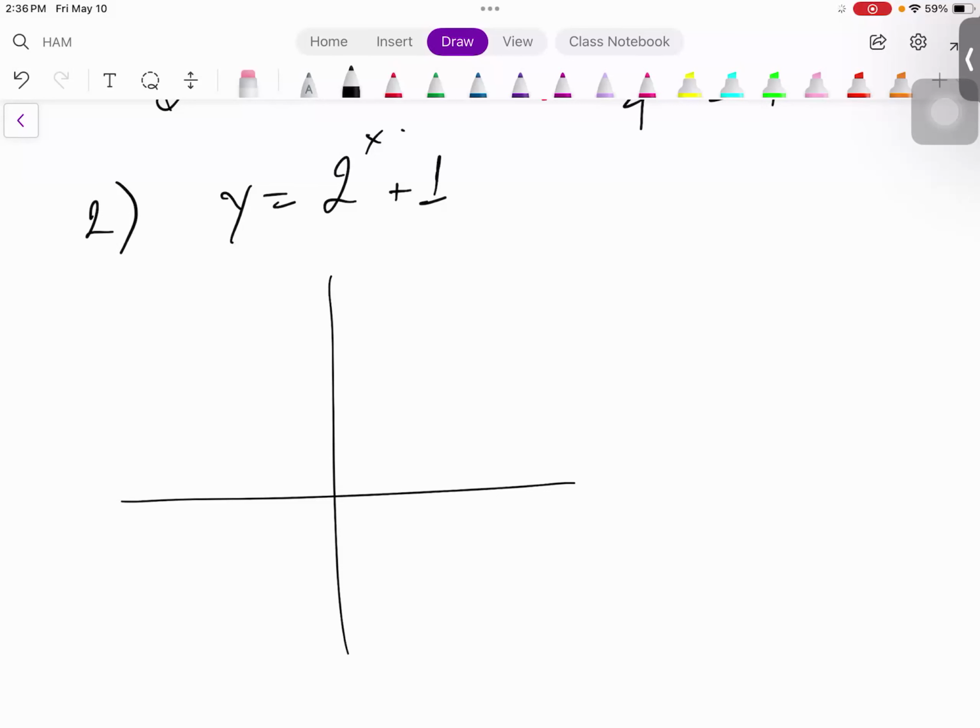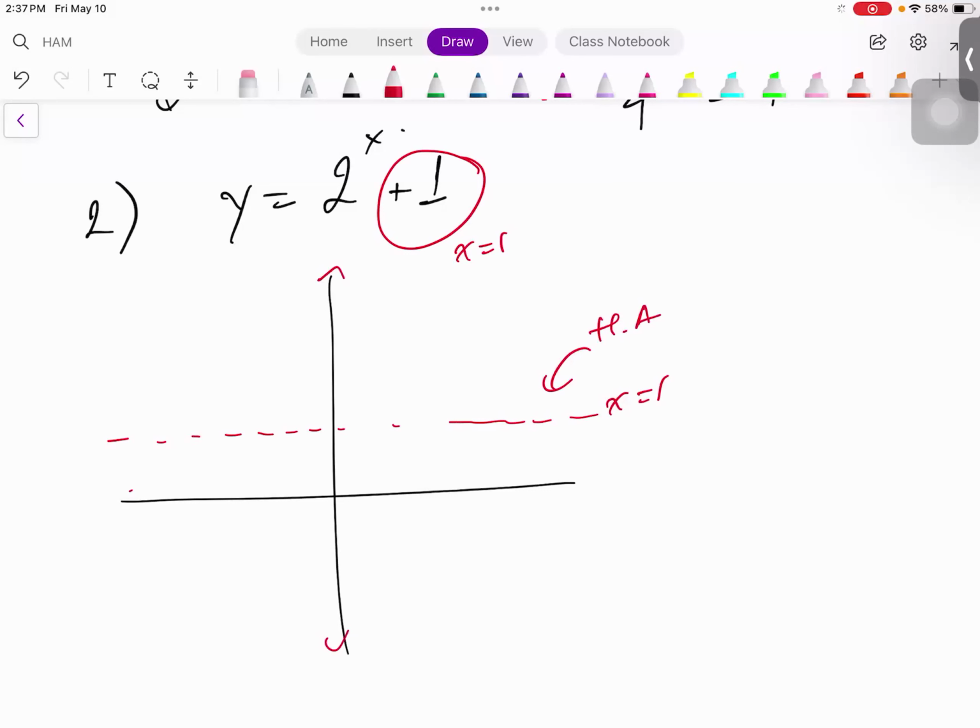Okay, let's do it. Where is the horizontal line? At 1, right? Now you see +1. That means x is 1. That's the horizontal asymptote. So x is 1. This one is the HA. Okay. That means the graph, no matter what portion it is, can never cut that line. Keep that in mind.